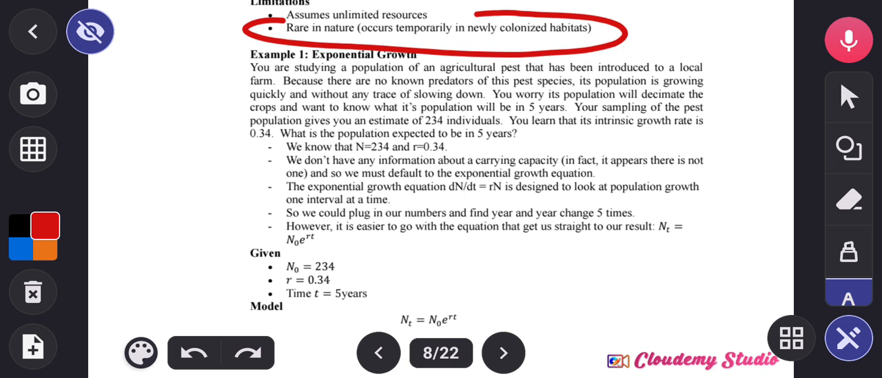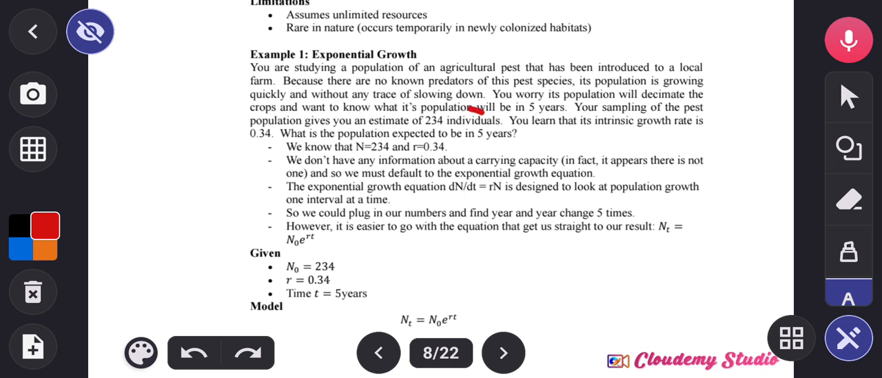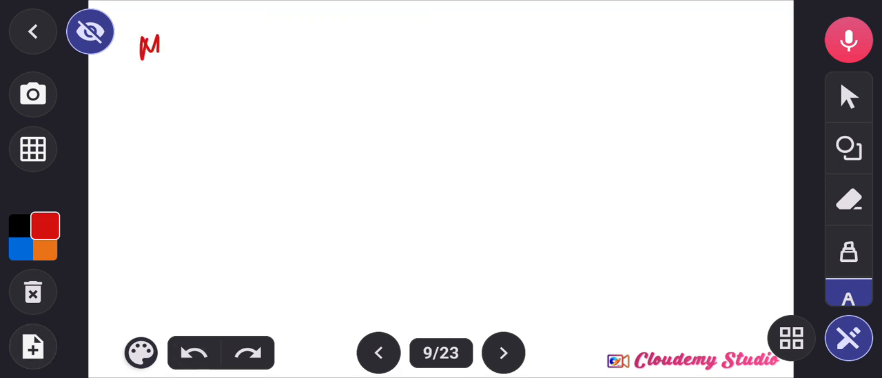They say you are studying the population of agricultural pests that has been introduced to a local farm, and there are no known predators of this pest. Its population is growing quickly without any trace of slowing down. You worry its population will decimate the crop, and you want to know what the population will be in 5 years. Your sampling of the pest population gives you 234 individuals. You understand? Which means your initial population equals 234 individuals.